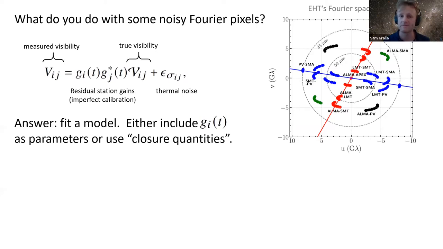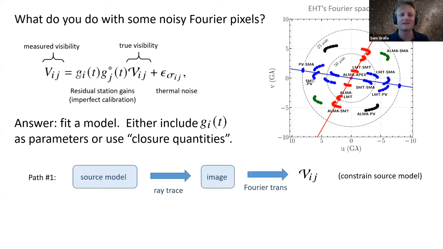I think the fundamentally best way of doing this would be to do your modeling in the source, making a first principles model of M87, the plasma near it, and then you ray trace that, you follow the photons that are emitted to your detector, get an image, you Fourier transform that, you get your visibility, and you compare that to the data. And then you learn something about the source.